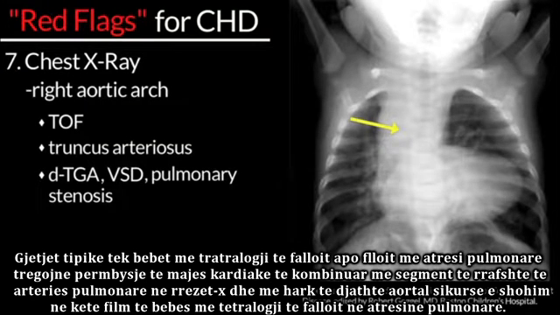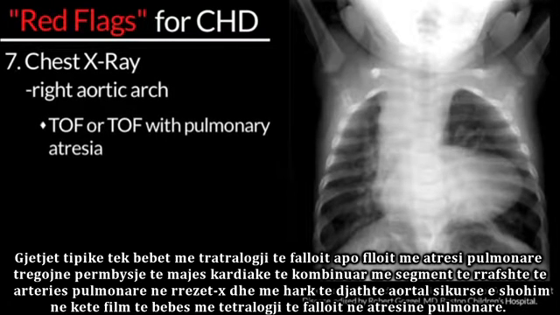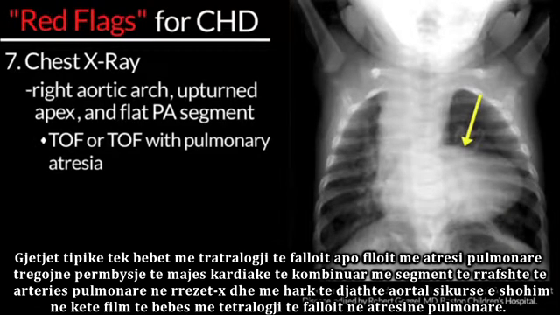And a classic finding with babies that have tetralogy of Fallot, or tetralogy of Fallot with pulmonary atresia, is the upturned cardiac apex combined with a flat pulmonary arterial segment on the chest X-ray and right aortic arch, as we see in this film of a baby with tetralogy of Fallot and pulmonary atresia.